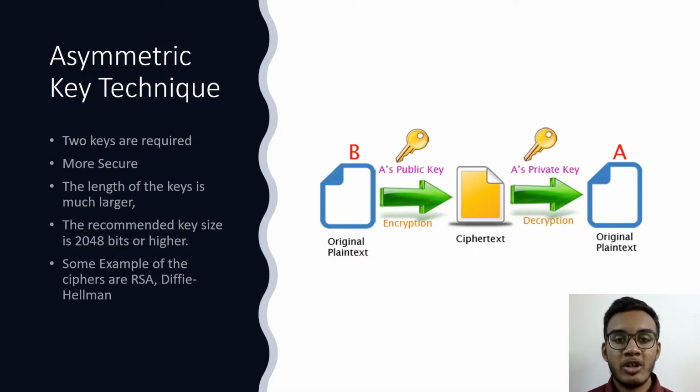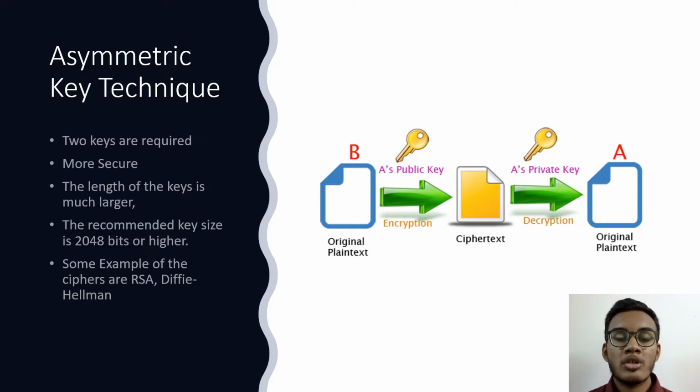Asymmetric key cryptography technique. It uses two keys, one key for encryption and the other key for decryption. The two keys are public and private keys. It is secure. The length of the key is 2048 bits or higher is suggested. Examples of this technique are Diffie-Hellman, RSA, etc.